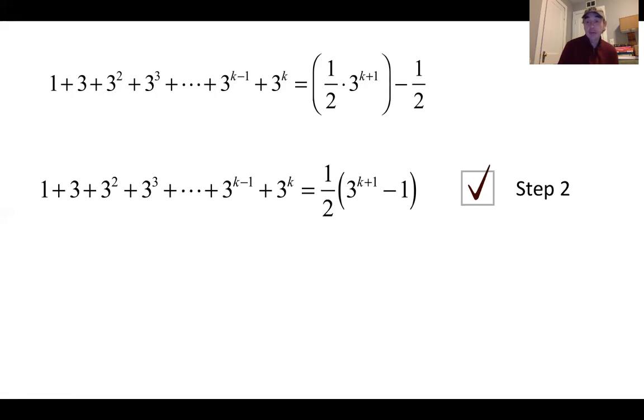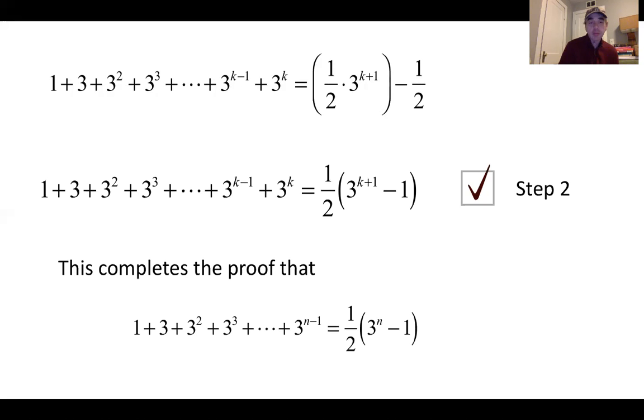Indeed, that completes step 2. That's what I had to do. That was my goal. By assuming it was true for the first k, I have proven that it's true for the first k plus 1 terms. So this completes the proof, since I completed step 1, showing it was true at k equals 1. And then I showed that since I assumed it was true for k, I was able to prove that it was true for k plus 1. Notice, 1/2 times 3 to the k plus 1 minus 1. There's our k plus 1 thing, ending with 3 to the k, so we have a total of k plus 1 elements on the left side.